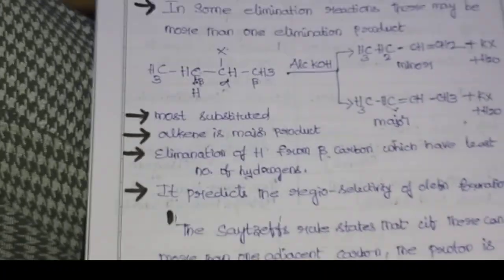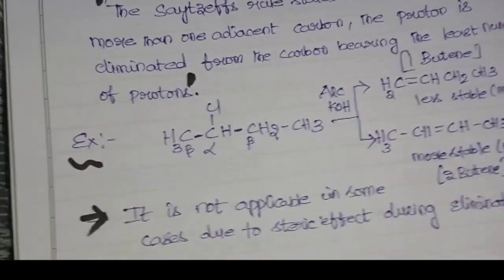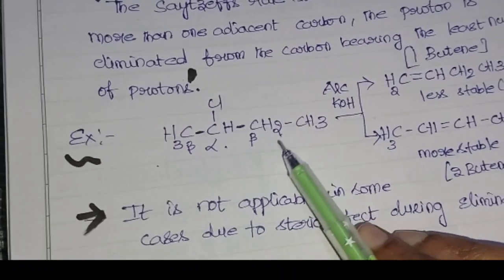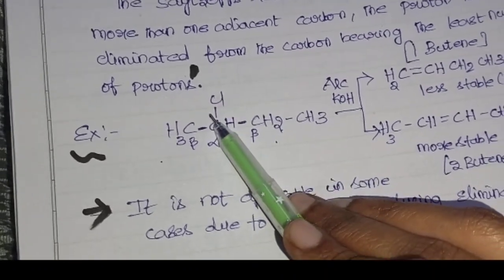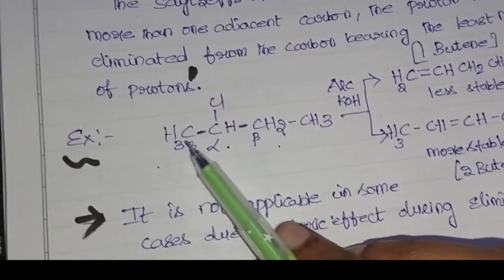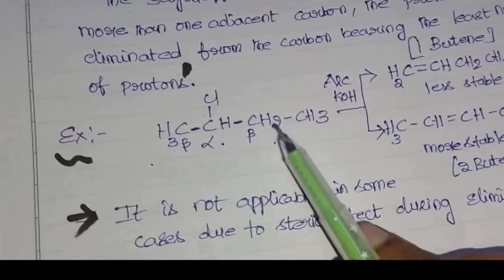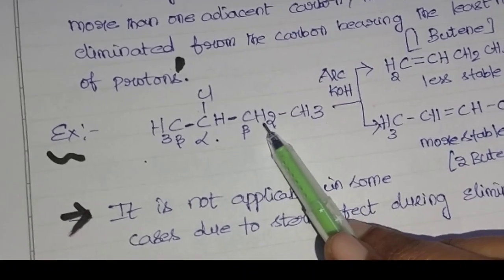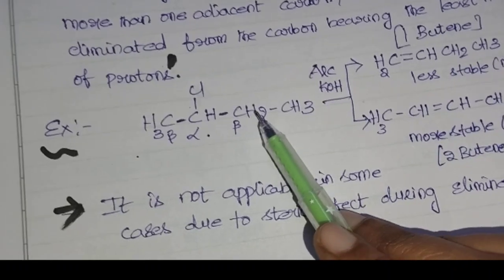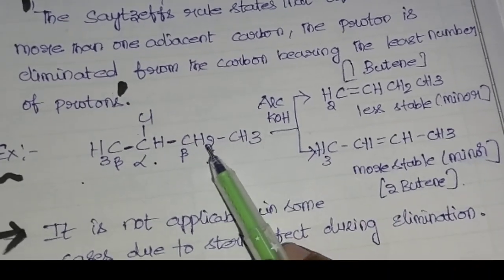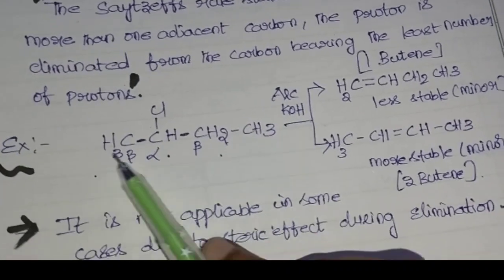Like this we can discuss. One more example I am giving to make it easier. Here the same example I took: CH3, CH, CH2, CH3. This is the alpha carbon atom, this is a beta carbon, and this is a beta carbon. Which contains fewer hydrogens? Here 3 are there, here 2 are there. So this contains fewer protons. When the proton is removed from this, and we get a double bond here, it will become a butene. 1, 2, 3, 4 carbons are there.